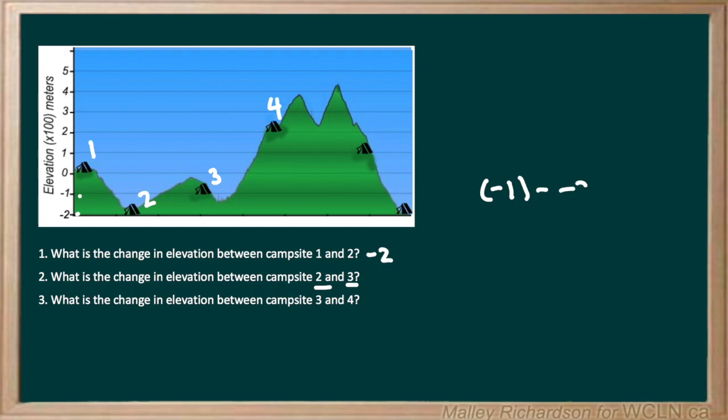So minus -2. And we know that when we subtract a negative, we're left with addition. So we have -1 plus 2, which leaves us with a change in elevation of +1. So the answer to the second question is +1.